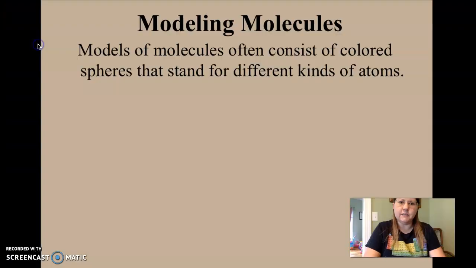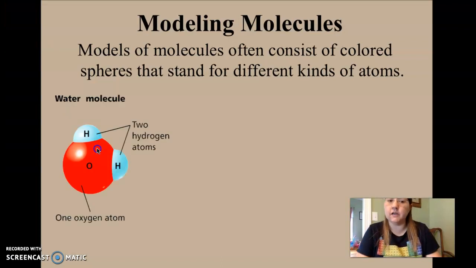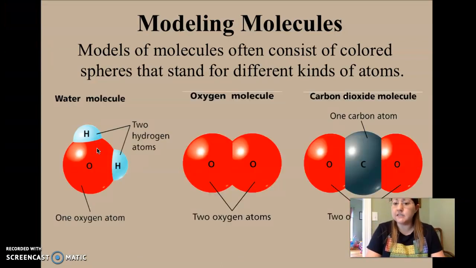So our last example to look at is a carbon dioxide molecule. So carbon dioxide is CO2. Carbon dioxide is made of one carbon atom and two oxygen atoms. So the C in CO2 stands for one carbon, and O2 stands for the two atoms of oxygen that are present.